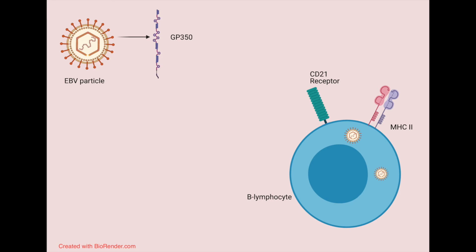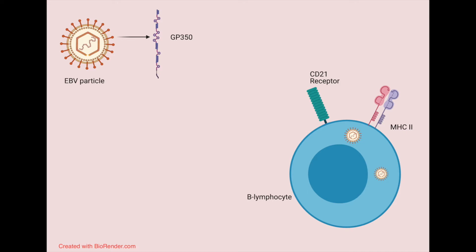Today we will be discussing the host immune response of Epstein-Barr virus. As previously discussed in my last video, Epstein-Barr virus is transmitted through the saliva and finds its way to the oropharynx epithelium. Here the virus crosses the epithelial membrane and finds its main target, the B lymphocyte.